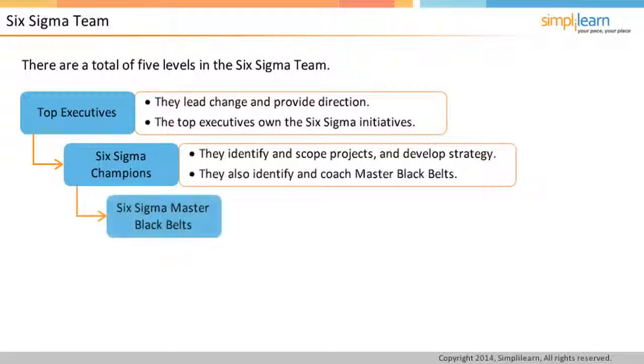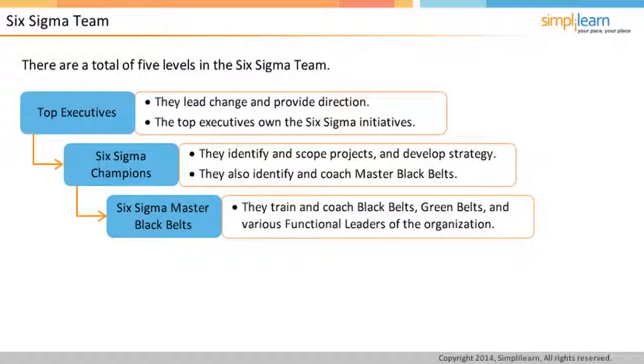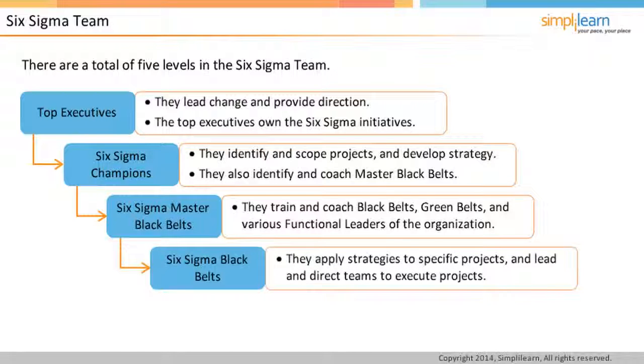Six Sigma Master Black Belts train and coach Black Belts, Green Belts, and various functional leaders of the organization. They usually have at least 3 to 4 Black Belts under them. The fourth level in Six Sigma structure is Six Sigma Black Belts. They apply strategies to specific projects and lead and direct teams to execute projects.